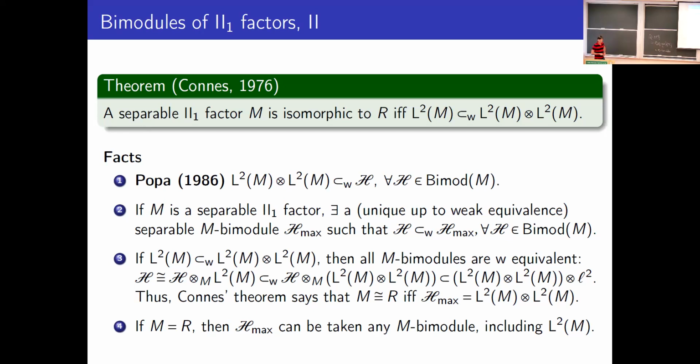Can you just give an example of a bimodule that cannot be written as in your examples? Is it as example 1 or something?